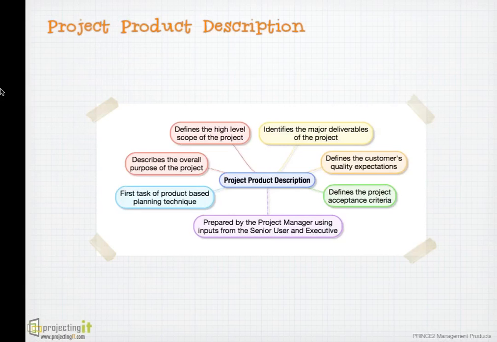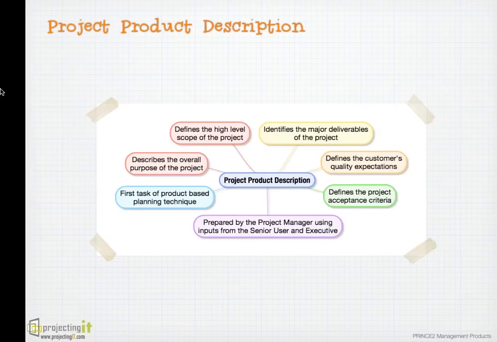The next one is the project product description. The project product description is prepared during starting up a project. The project manager will identify the high level scope and requirements of the project and also identify with the stakeholders what will make them accept the project. So the definition of the project at a very high level is captured in the project product description along with the acceptance criteria for the project and who will sign off the final project. This is used to gain acceptance to the project when it is completed.